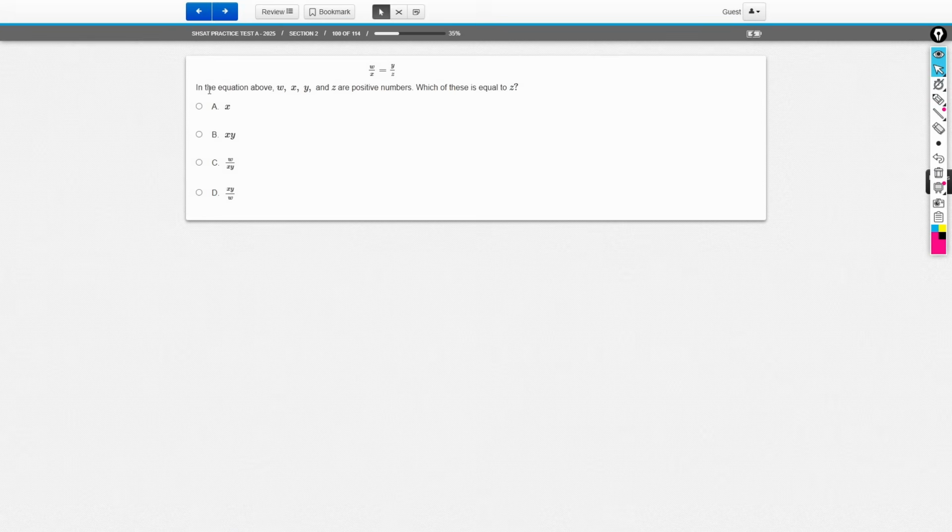Moving on. All right. In the equation above, w, x, y, and z are positive numbers. Which of these is equal to z? All right, so we have w over x is equal to y over z. And I want to solve for z. Okay, guys. Let's see if you can tell me what to do.